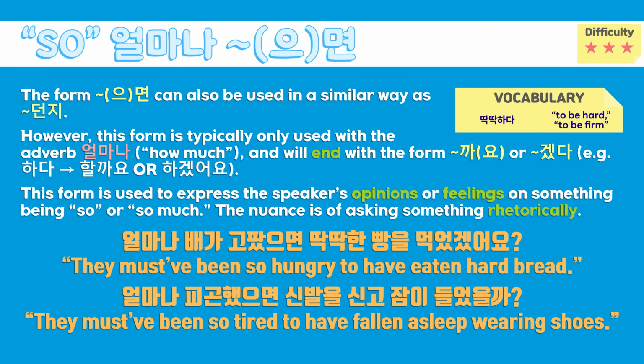The form 으면 can also be used in a similar way as 던지. However, this form is typically only used with the adverb 얼마나, meaning how much, and will end with the form 가요 or 겠다. So 하다 could become 할까요 or 하겠어요. This form is used to express the speaker's opinions or feelings on something being so or so much. The nuance is of asking something rhetorically.